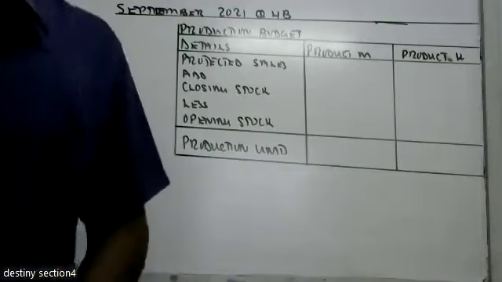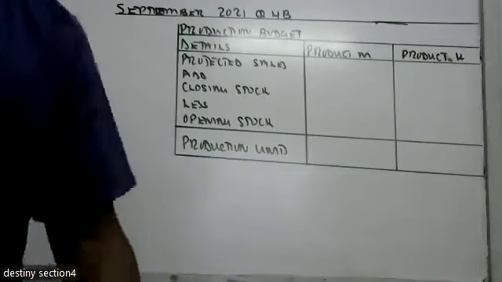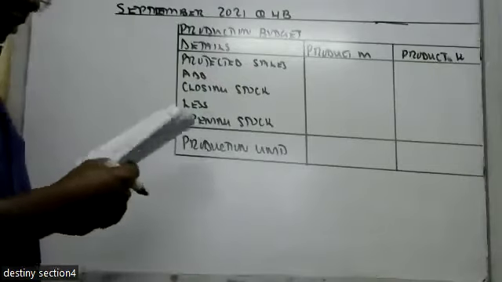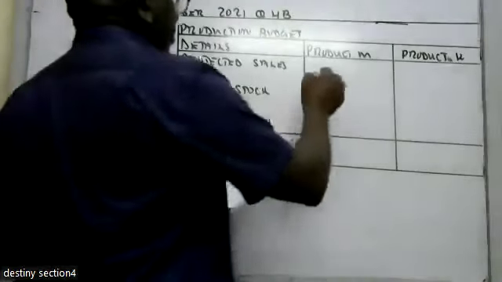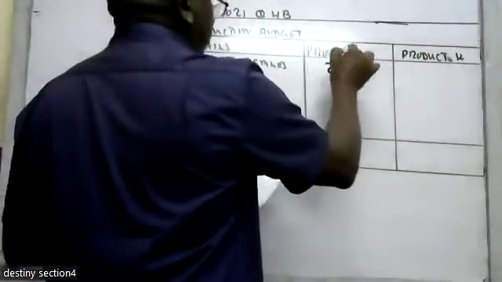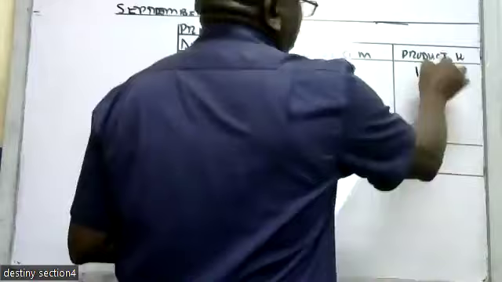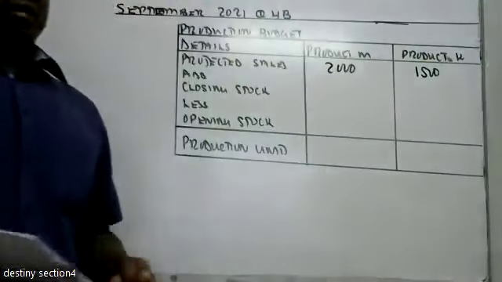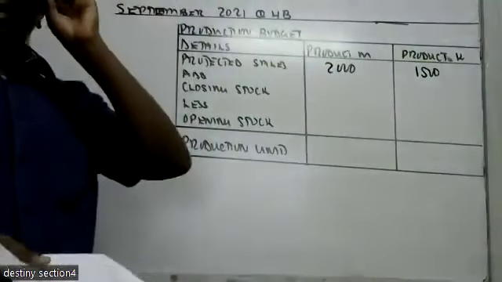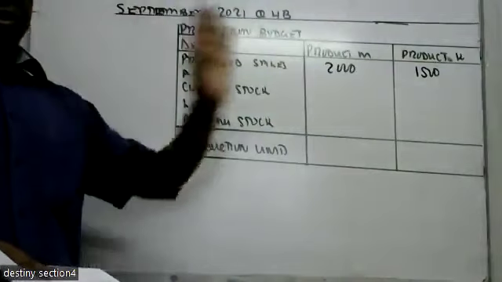Now you start looking for the figures. Go up there and you see sales for M were 2,000 units, and these ones are 1,500. And it must always be units, because some other questions will give you in shillings. So if you are given in shillings, divide by the selling price.